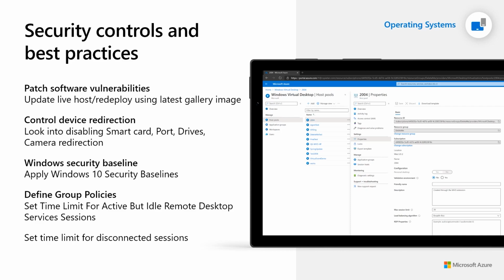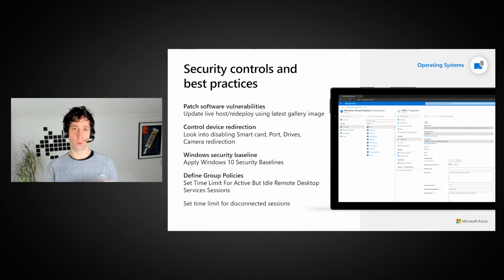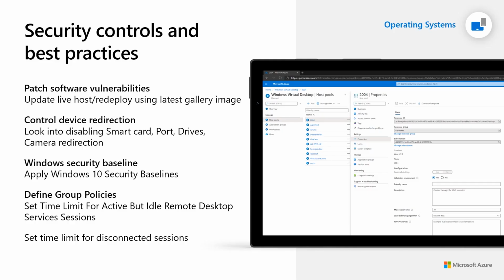Another great way to increase your security posture is by looking at the Windows 10 security baselines. You can find them on our download center. One of the questions we get quite often is for Windows 10 Enterprise multi-session, what kind of security baselines should you be looking at? And we recommend to look at the Windows 10 Enterprise security baselines, tweak those or take them as they are, but see what fits for your organization and deploy those against your Windows 10 Enterprise multi-session VMs.